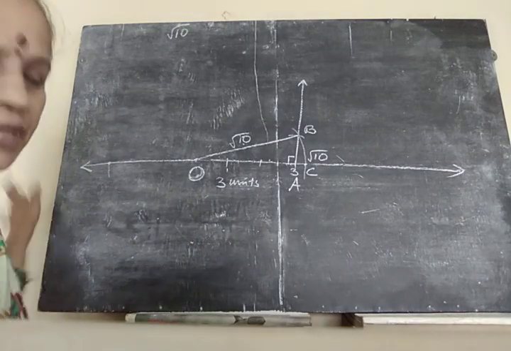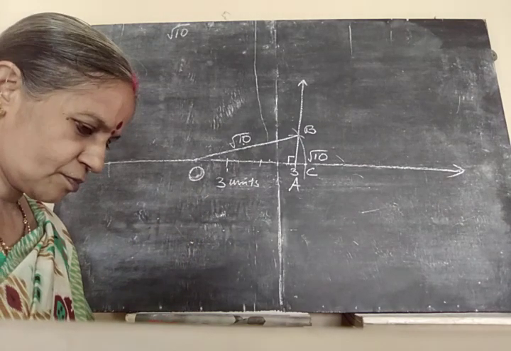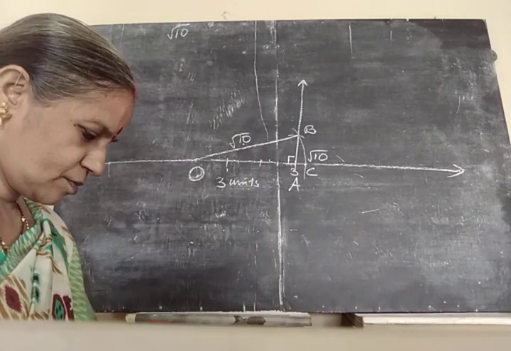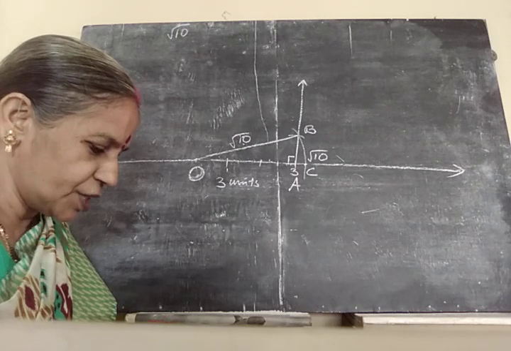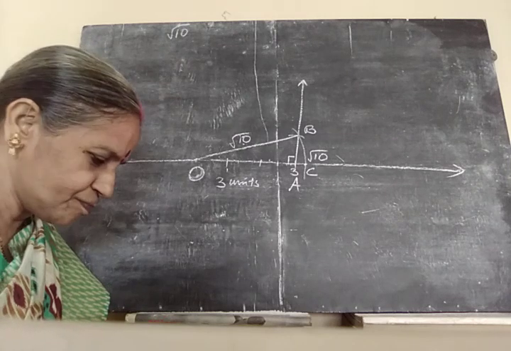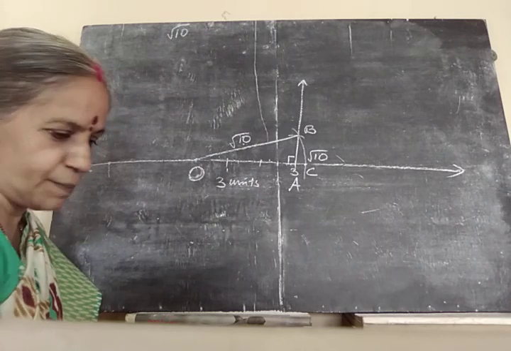Understood, children? Like this you have to do. You can locate the number root 10 on the number line. Understood, children? Okay. So exercise 1.2 completed.